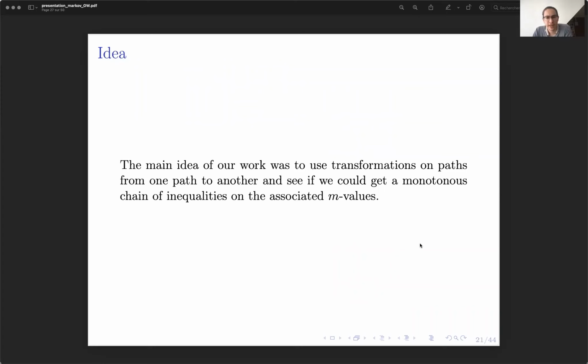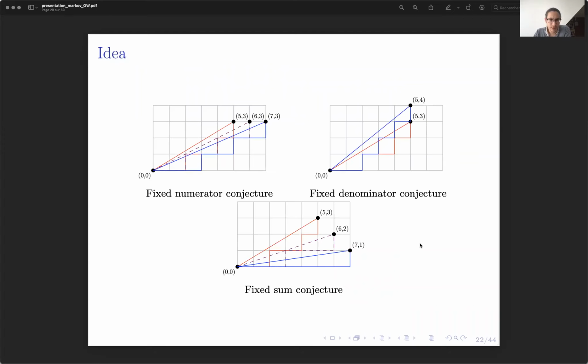So the main idea of our work was to use transformations in order to get a chain of monotonous inequalities on the associated M values. So the idea is here in a visual picture. If you have a 5 tree, you want to go to 7 tree, but you must first go through 6 tree. So that is why we needed some extension of the M value. And we have the same for the fixed denominator and fixed sum conjectures.